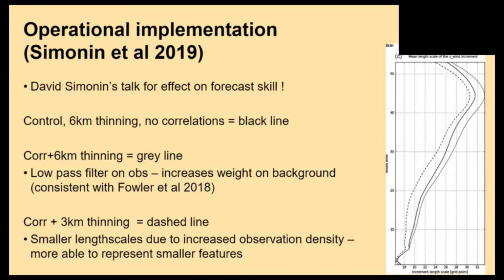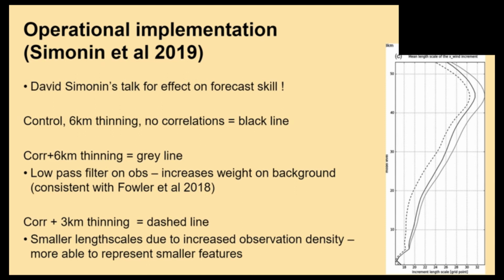So on the right-hand side, there is a plot of increment length scales against model level height. So the vertical is the model level height, and the increment length scales are on the right. And I've got 3 lines on the plot. The black line in the middle is our control. So that's the standard old operational setup, which is 6 kilometer thinning and a diagonal observation error covariance matrix, no correlations. And then we did 2 other experiments. So one where we kept the thinning the same, so we had the 6 kilometer thinning, but started to use observation error correlations. And that is the gray line.